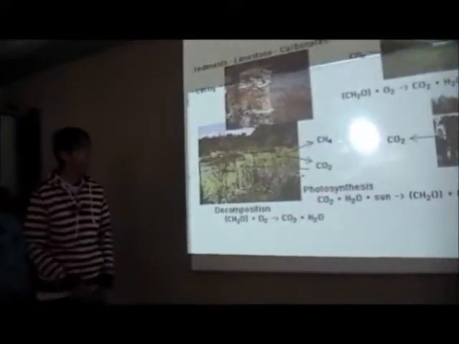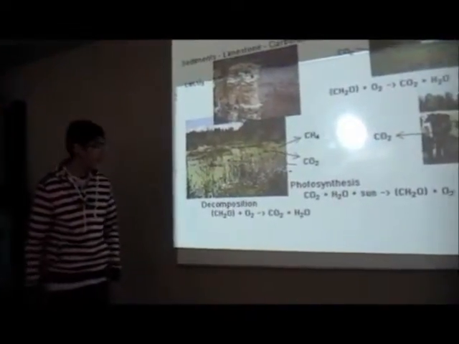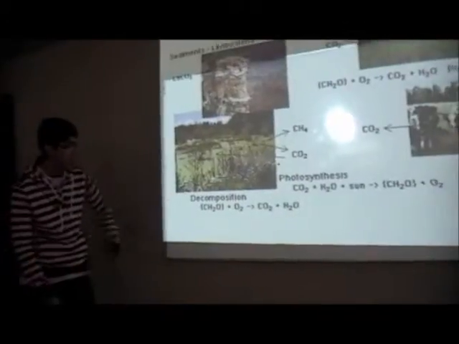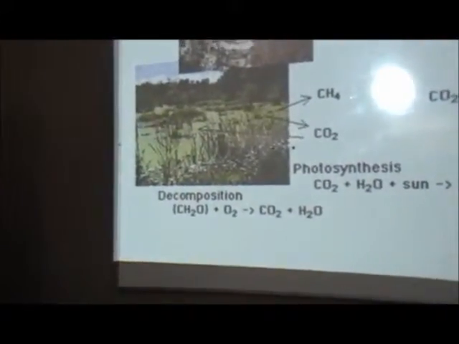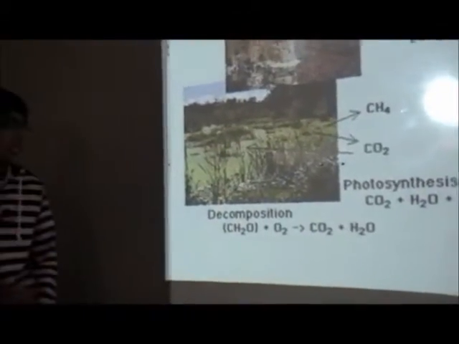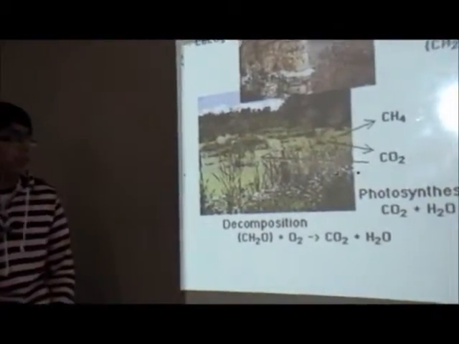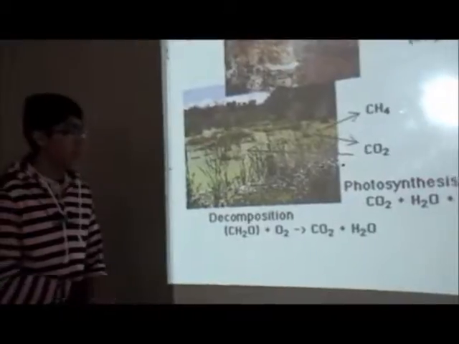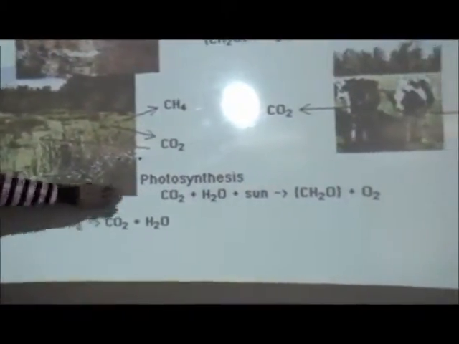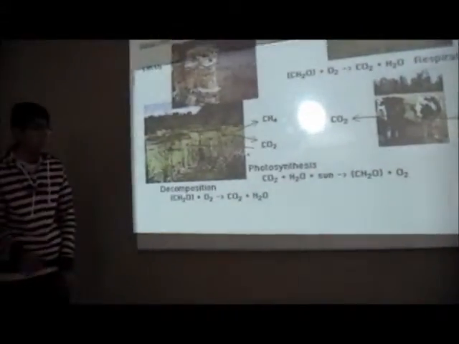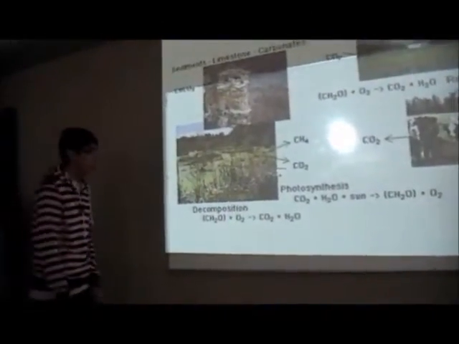Right now I'm talking about the carbon cycle. The carbon cycle is composed of three essential reactions. The first one is the decomposition, which is a double replacement reaction. An example of this is the decay of the carbons. The second one is the photosynthesis, which is a double replacement reaction.